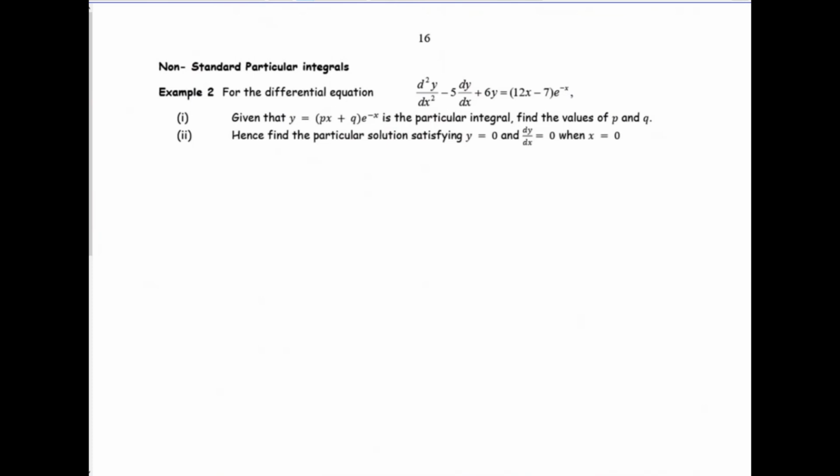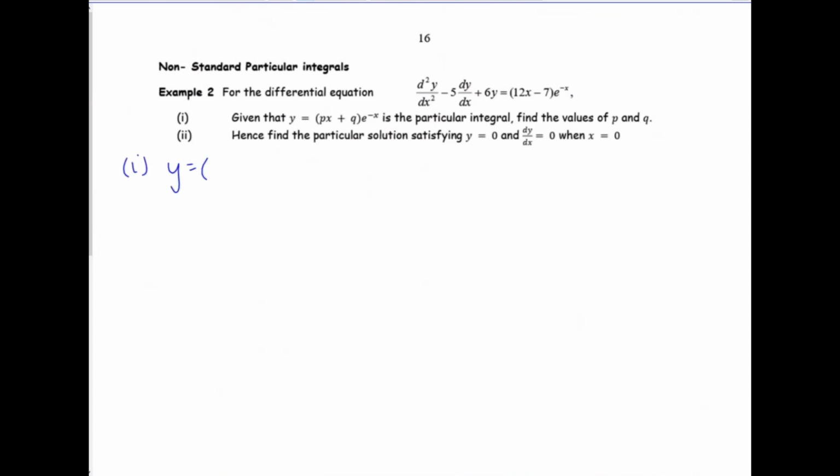So for this differential equation, the right-hand side isn't one that was on the table. It's a linear function times an exponential. Basically, that's what we're going to try for our particular integral. If you get a question with a non-standard particular integral, I would expect they will give you what it is. So it tells you what the form for the particular integral is. It wants us to work out values of p and q. So exactly the same way as we normally would for a particular integral, we're just going to differentiate this expression twice and substitute it in.